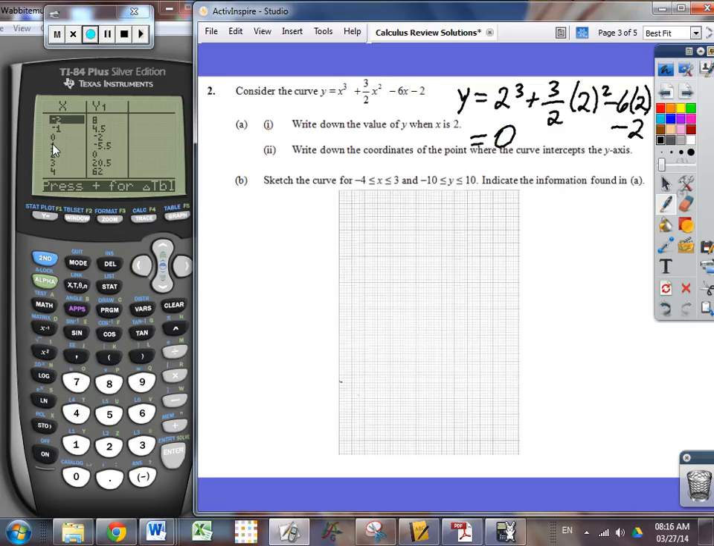You can see on your table that when x is 0, y is equal to negative 2. So when x is 0, y equals negative 2. Look, it's asking for the coordinates this time. Part B, let's sketch the curve from negative 4 to 3.